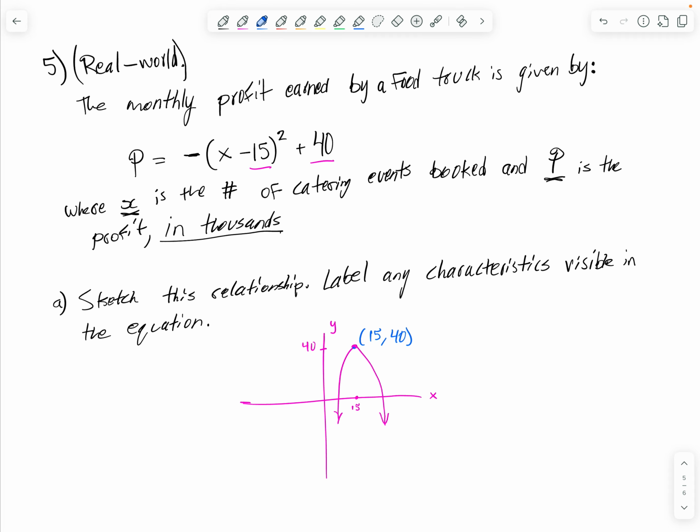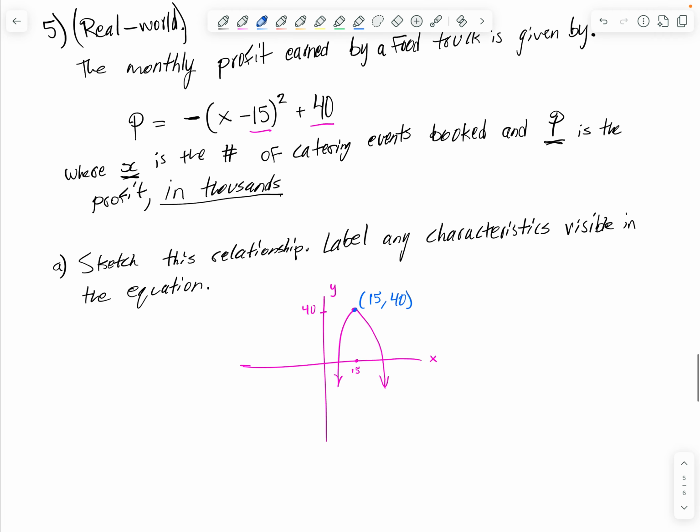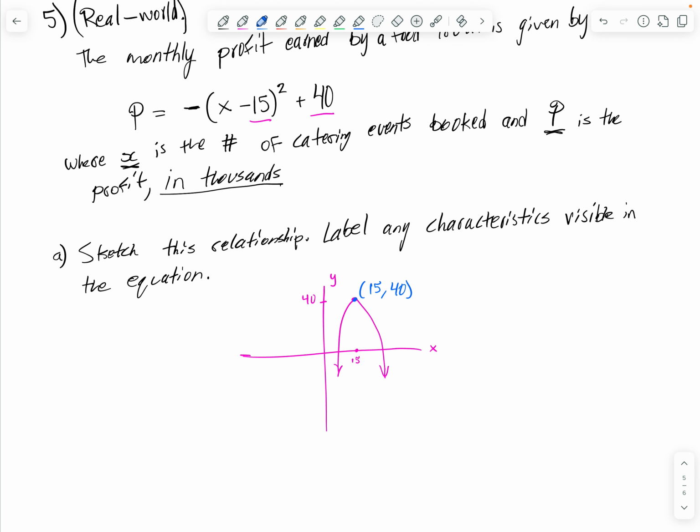$40,000. So it's the maximum profit I get when I have 15 catering events. Even there, I'm answering some questions for the future, but that's what the sketch looks like. It's an upside-down U with the vertex at (15, 40), based on this information. Part B. There's a few parts to this question, but part B is: what is the maximum profit? So what is the max profit?